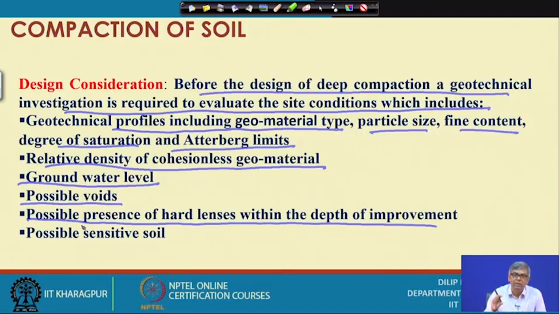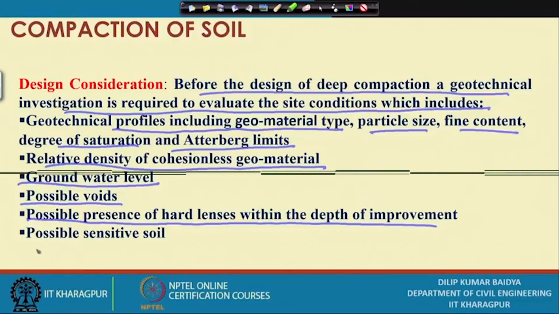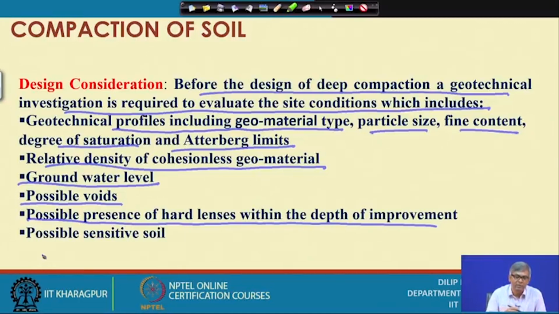That means if the soil is almost uniform and suddenly there is a thin layer of hard rock or something, that has to be investigated before doing this. Otherwise, below that the effect will not reach. Then possible sensitive soil. If there is a sensitive soil, that has to be checked also. So, by geotechnical investigation, these are the things that first have to be identified.